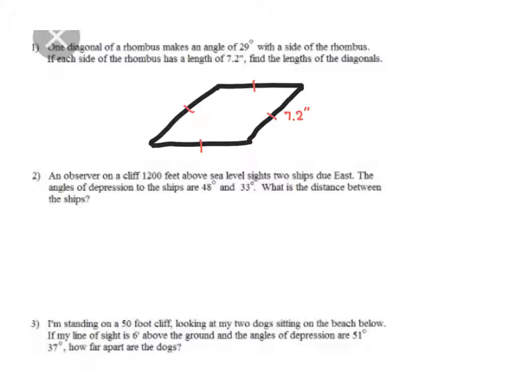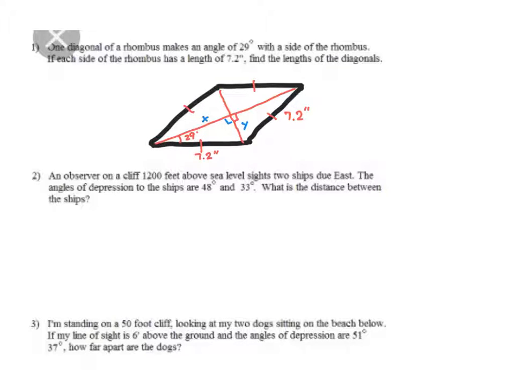The rhombus makes an angle with one side of the one diagonal. Let's just draw this. And we know the diagonals intersect at right angles. So we know that one diagonal makes an angle of 29 degrees, and we know that this side is 7.2 inches. And it says find the length of the diagonal. So all we've got to do is look at this right triangle here and find x and y using our sine and cos.